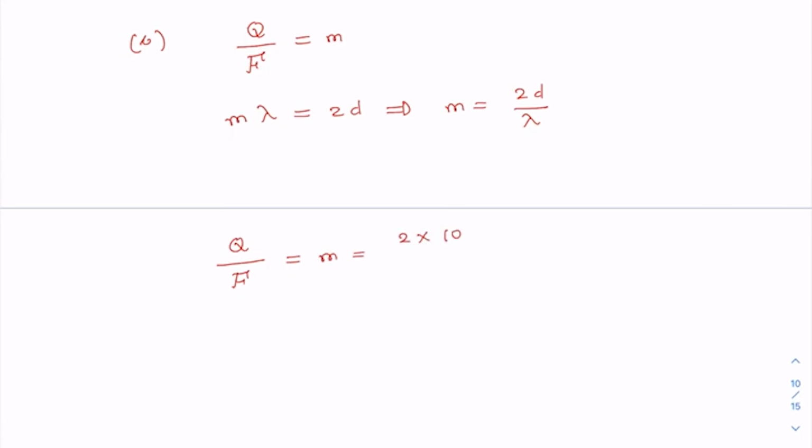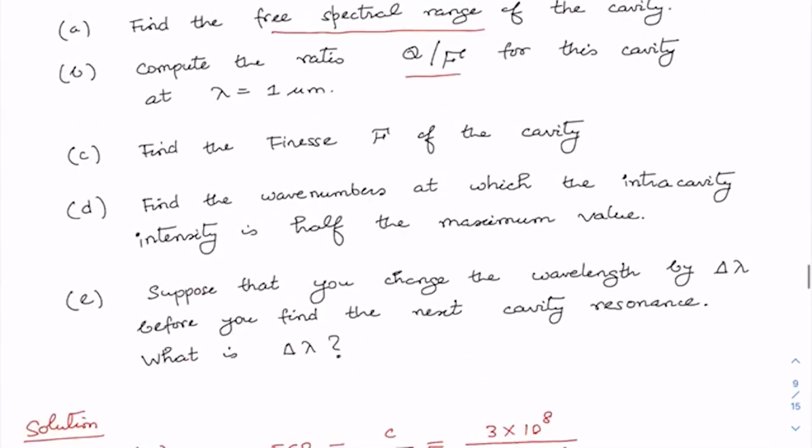D is 1 centimeter, that is 10 to the power minus 2 meter, and lambda is 1 micrometer, so it is 10 to the power minus 6 meter. If you do it, you will see that this ratio would be 2 into 10 to the power 4. Okay, let us go to the third part.